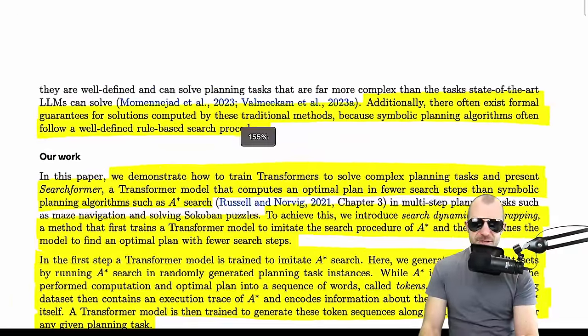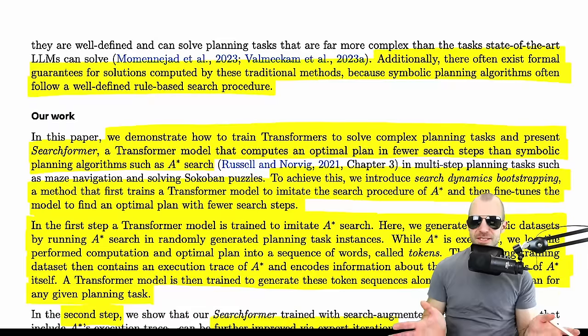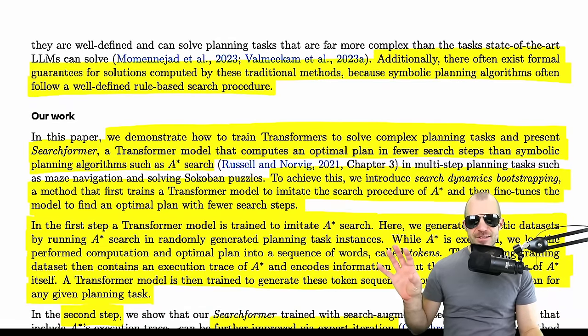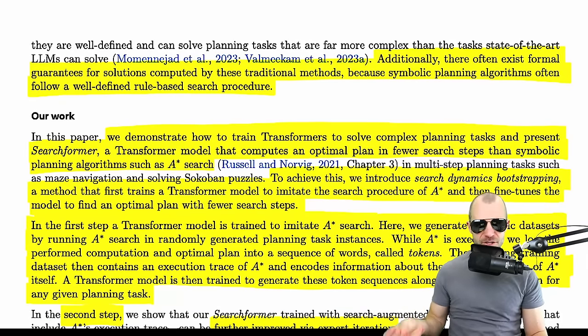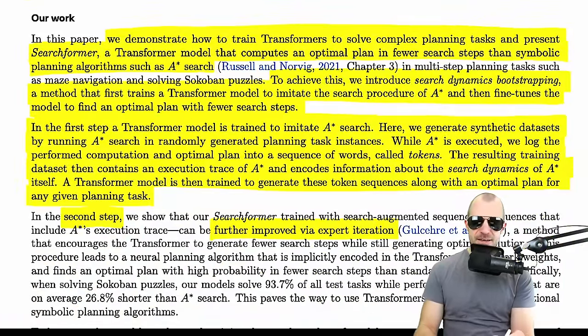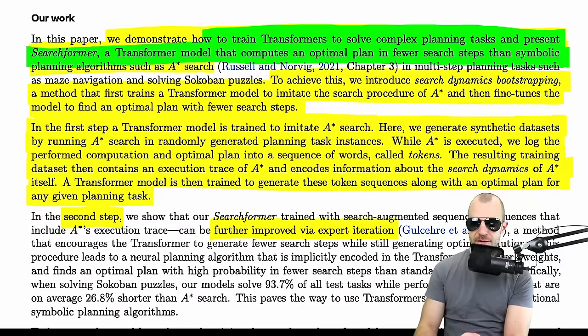Planning is a well-established discipline. So there is a bit of a discrepancy between the power of large language models and the simplicity of planning algorithms that still do much better than LLMs at planning. What they do is demonstrate how to train transformers to solve complex planning tasks and present Searchformer, a transformer model that computes an optimal plan in fewer search steps than symbolic planning algorithms such as A-star search.